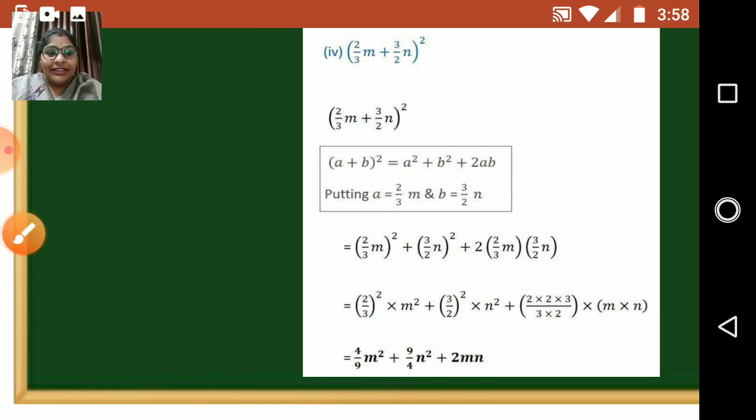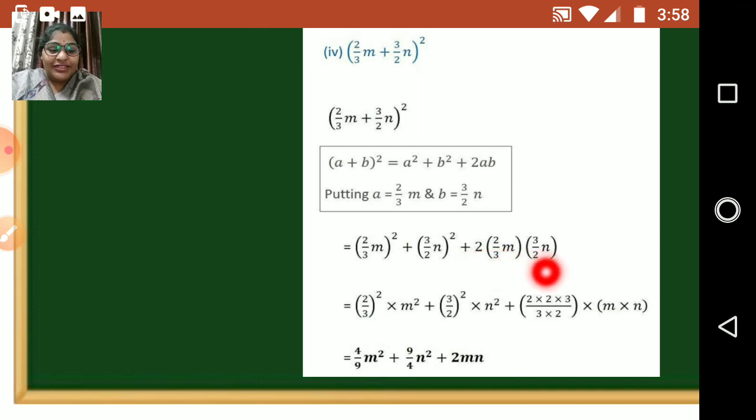So now children, here if you see, a square is nothing but (2 upon 3m) whole square, which will be nothing but 2 twos are 4 upon 3 threes are 9. So 4 upon 9 m square. So you can see at the bottom it is 4 upon 9 m square. Next one, (3 upon 2n) square. Again it is 3 threes are 9 upon 2 twos are 4. We are squaring the number whichever is here, and n square will be as it is. So 9 upon 4 n square.